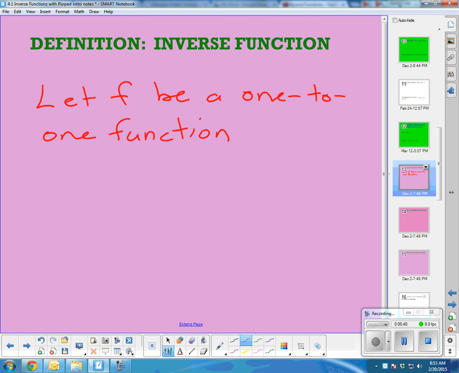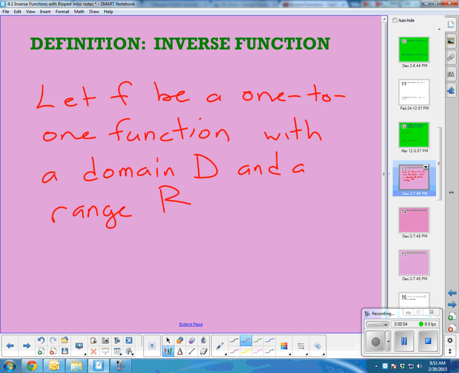So let f be a one-to-one function with a domain D and a range R. Here, once again, D is a capital letter, R is a capital letter. We're using set notation. They're not individual numbers. They're sets of numbers, the collection of all the inputs and the collection of all the outputs. So f is a function with a domain D and a range R. All right? That's our setup, the condition there.